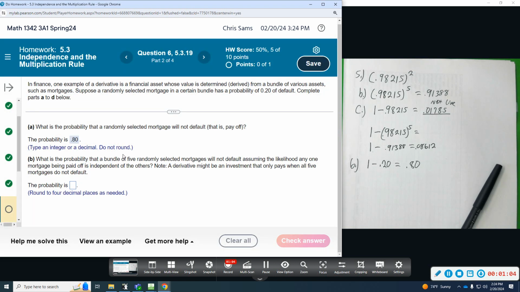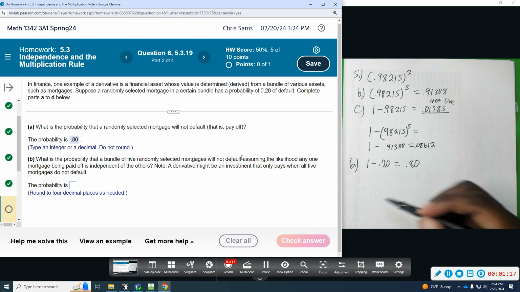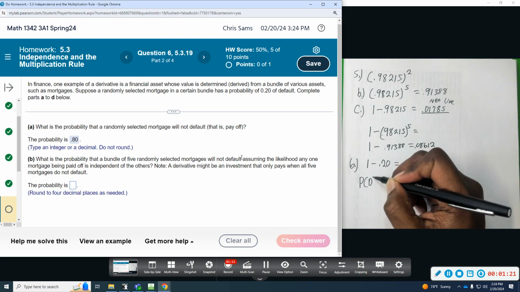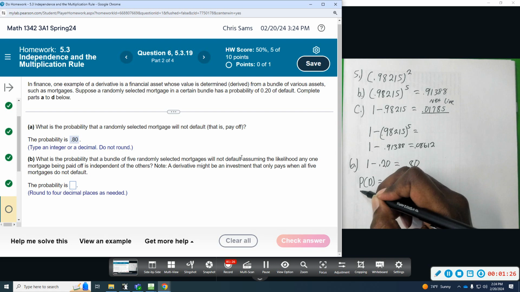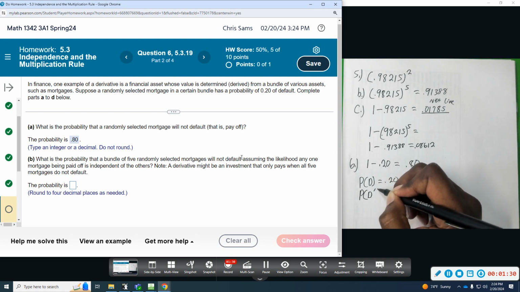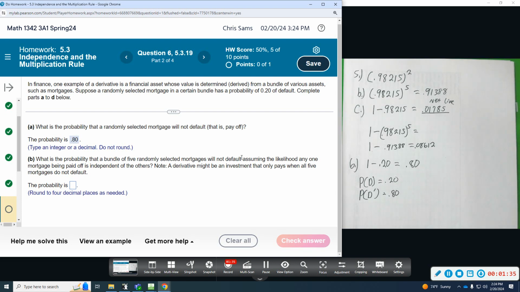All right. B, what is the probability that a bundle of 5 randomly selected mortgages will not default? Okay, so let's spell this out. Probability of default, I'm going to use D to be default, P(D) is going to be 0.20. The probability that it will not default, D complement, is going to be 0.80. So we can keep track of these.